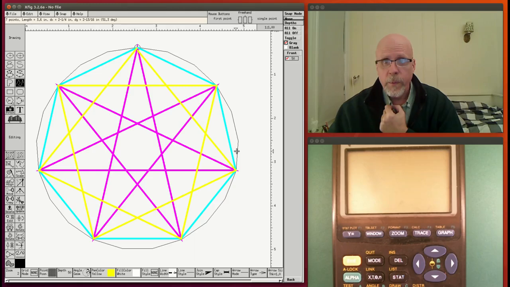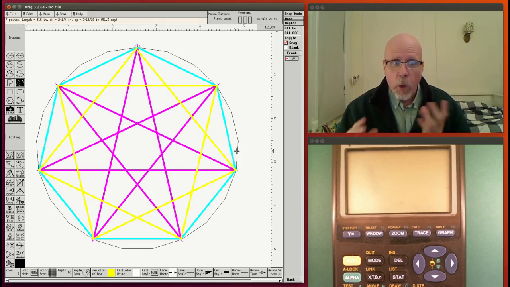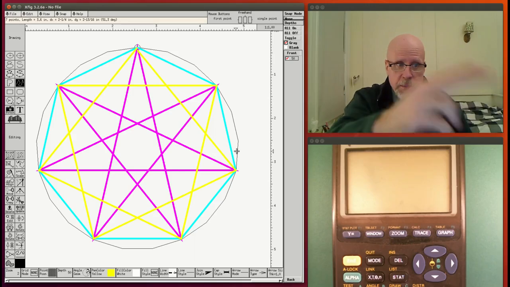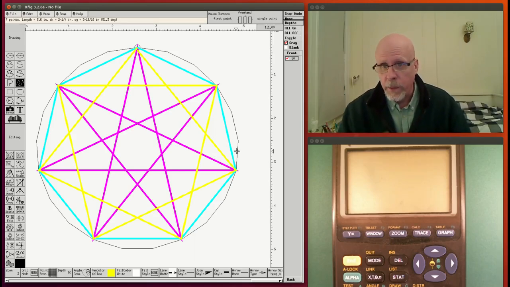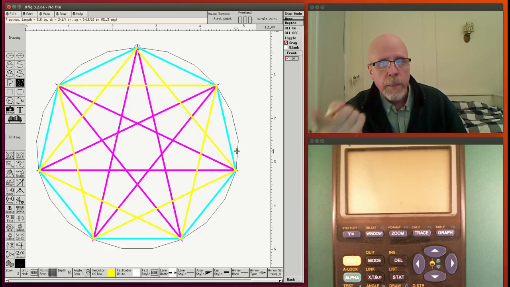So there are 3 different kinds of 7-pointed stars. All of them have the same feature, though. They all land on these 7 points, mod 21: 0, 3, 6, 9, 12, 15, 18, back to 0.